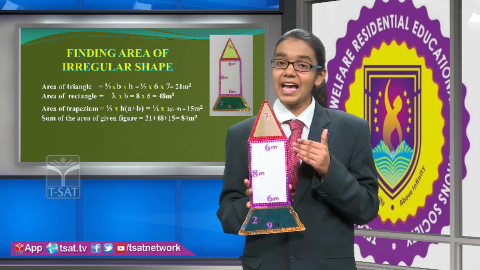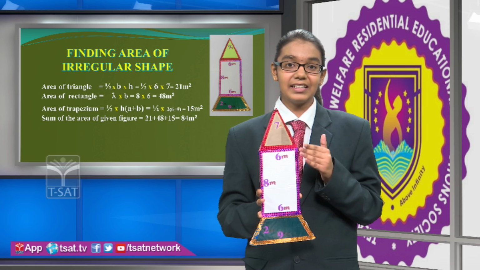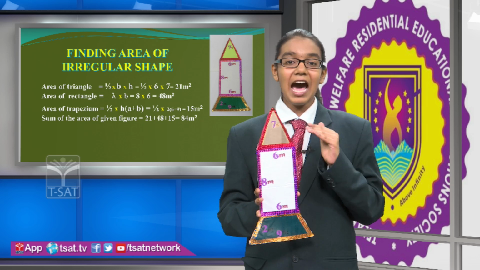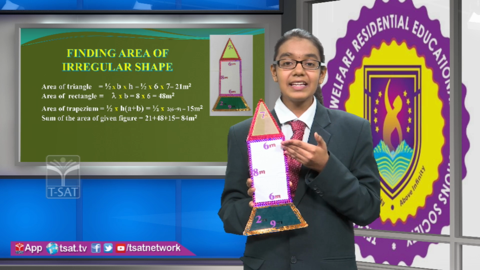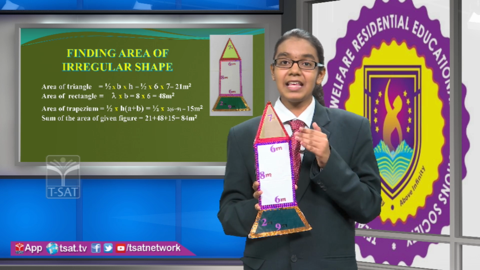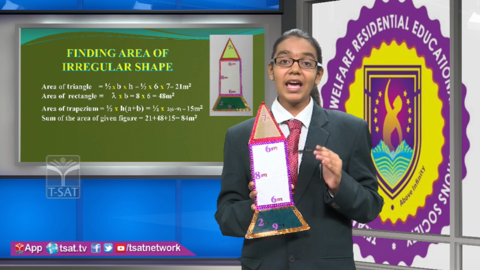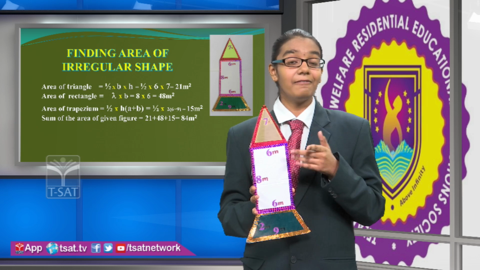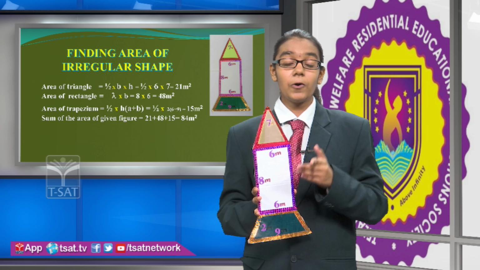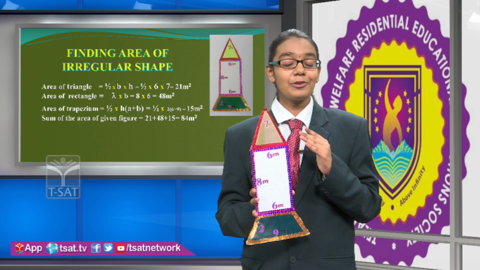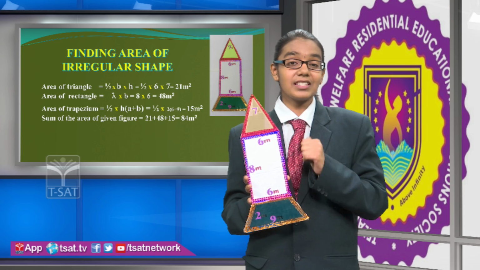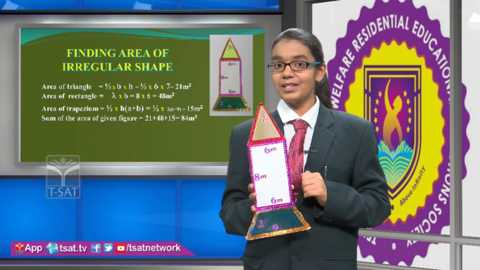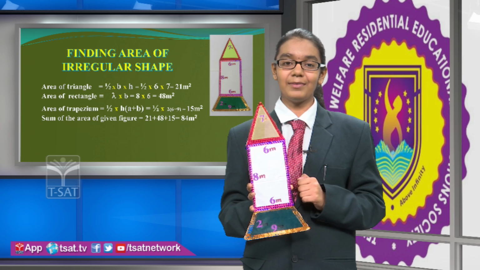First of all, let's calculate the area of the triangle. Area of the triangle is half into base into height. Here, the base of the triangle is 6 and the height of the triangle is 7. So, if we multiply half, 6 and 7, we'll get 21. So, the area of the triangle is 21 square meters. Here all its dimensions are in meters. If the side is in meters, then the area will be in square meters.